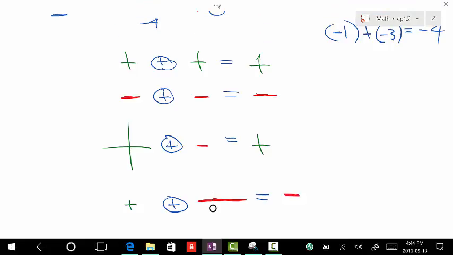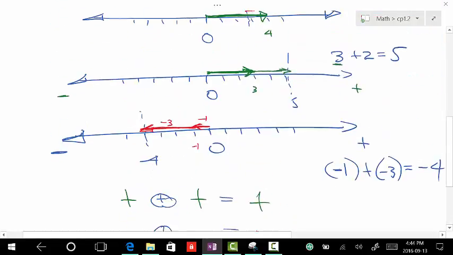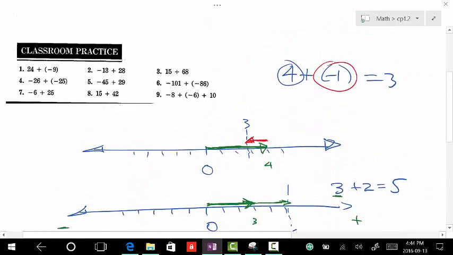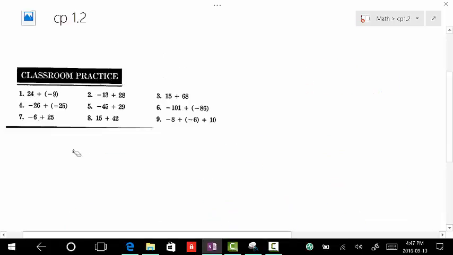All right, so what does this have to do with classroom practice number 2? Well, in classroom practice number 2, there are some questions that you need to answer. And if you're going to be adding 24 plus -9, it becomes difficult to draw these pictures all of the time. Okay, so with number 1, you're going to add 24 and -9.